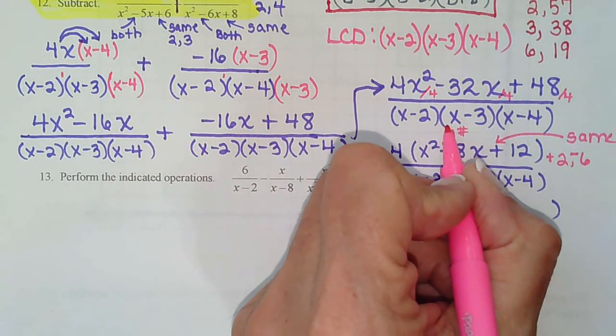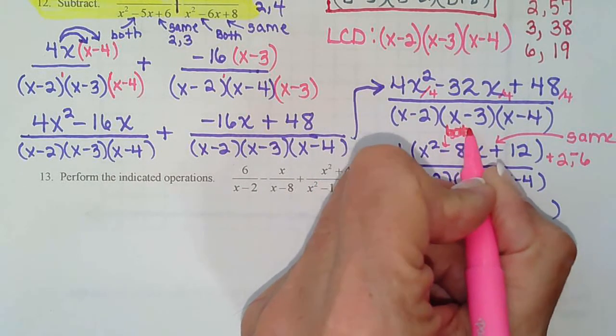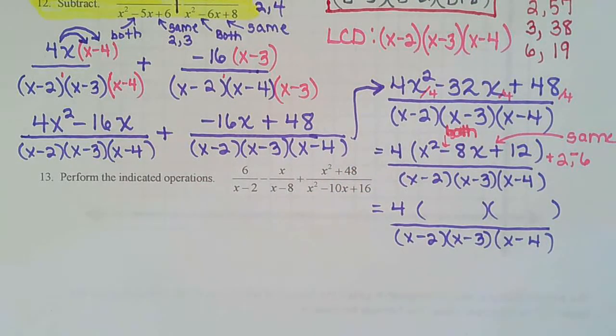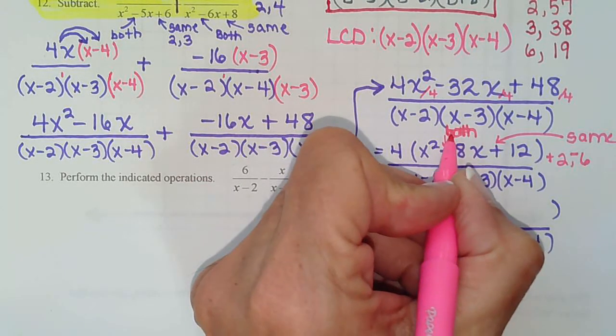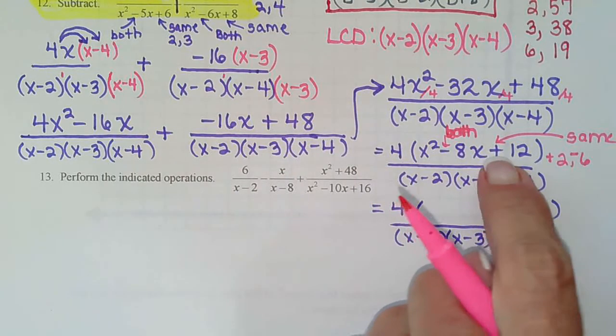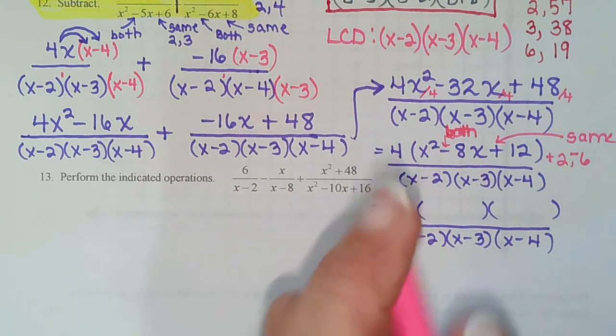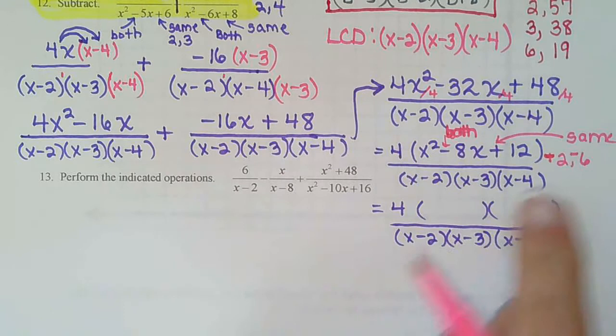Signs are the same. This means they're both, boy, I'm losing it. Too many videos today. So this says the signs are the same. This says they're both negative. So both of these are negative.